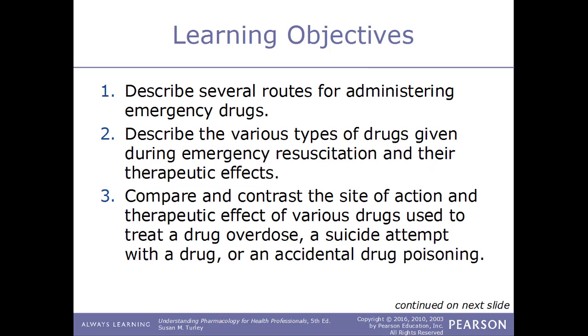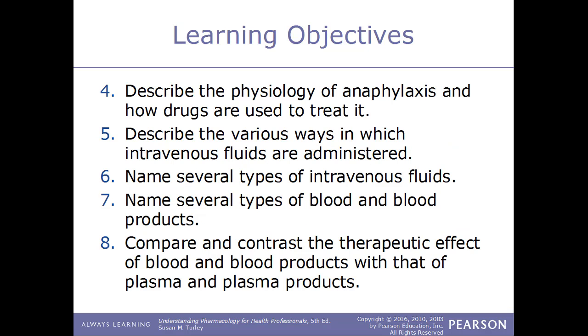Learning objectives for this chapter: describe several routes of administering emergency drugs, describe the various types of drugs given during emergency resuscitation and their therapeutic effects, compare and contrast the site of action and therapeutic effect of various drugs used to treat a drug overdose, a suicide attempt with a drug, or an accidental drug poisoning. Describe the physiology of anaphylaxis and how drugs are used to treat it.